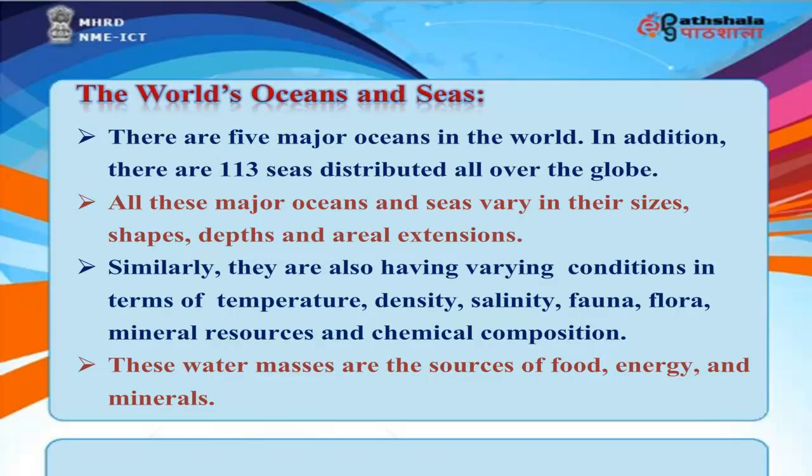The world's oceans and seas. There are 5 major oceans in the world. In addition, there are 113 seas distributed all over the globe. All these major oceans and seas vary in their sizes, shapes, depths, and aerial extensions. Similarly, they also have varying conditions in terms of temperature, density, salinity, fauna, flora, mineral resources, and chemical composition. These water masses are the sources of food, energy, and minerals.